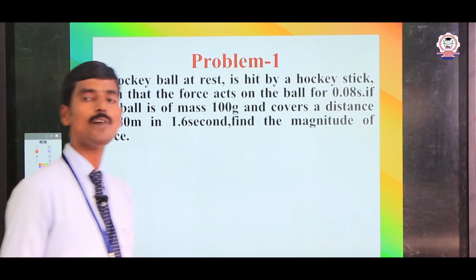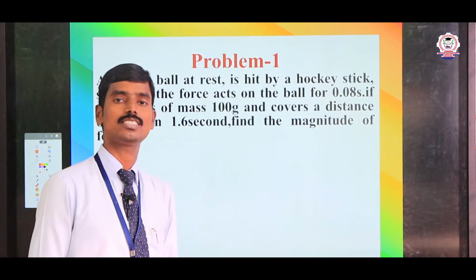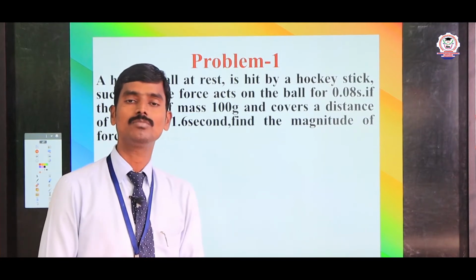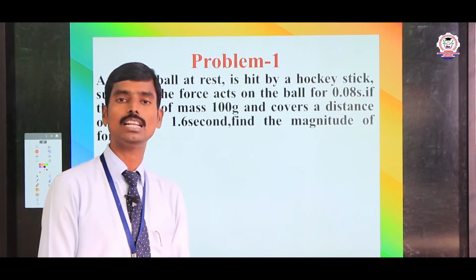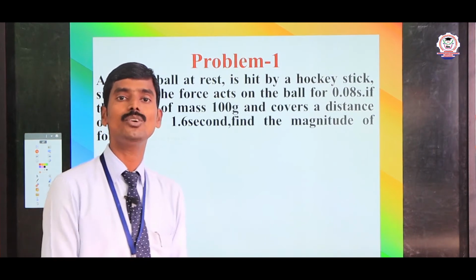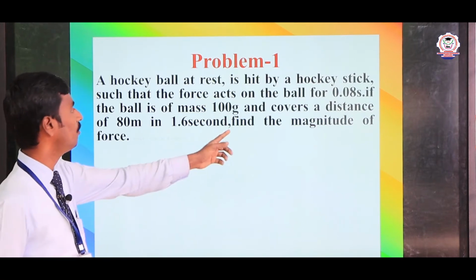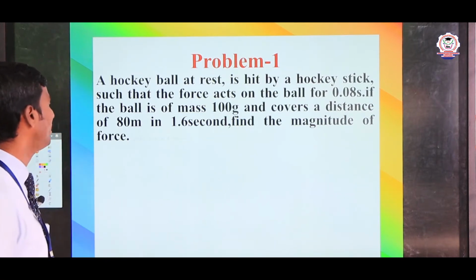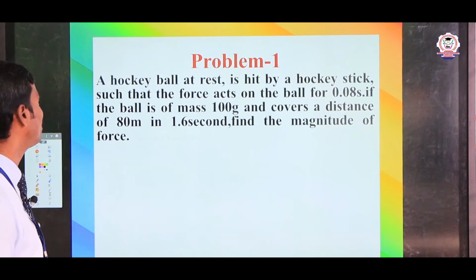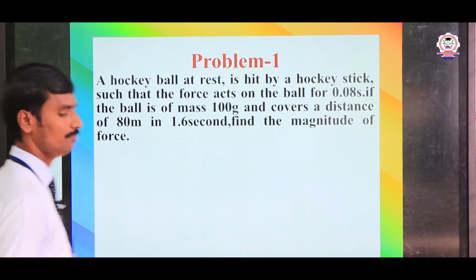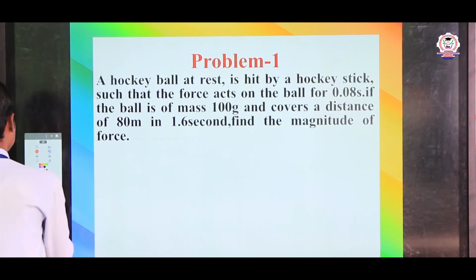Already we know what is the formula for Newton's second law? Yes, the rate of change of momentum is directly proportional to the applied unbalanced force, which means F equal to ma. So to find the magnitude of force, first of all we need to find the velocity. See, listen here.